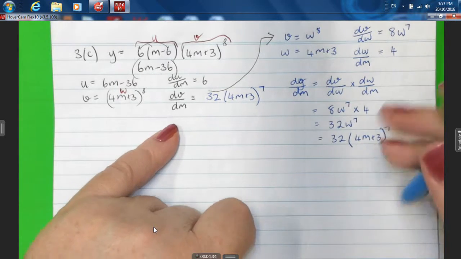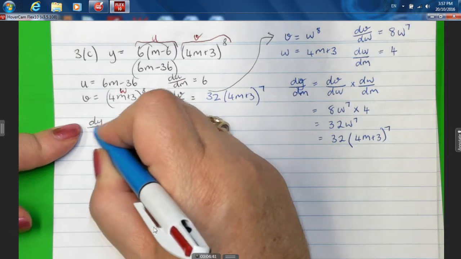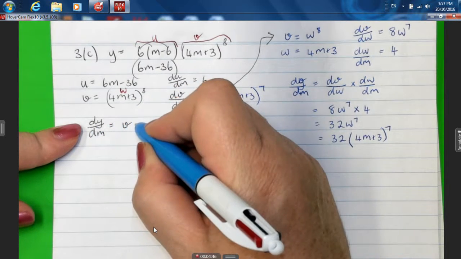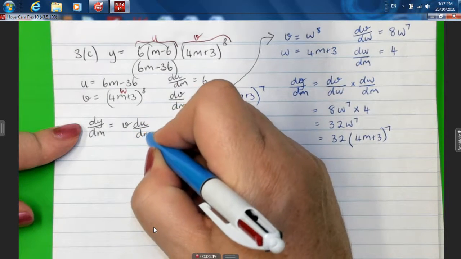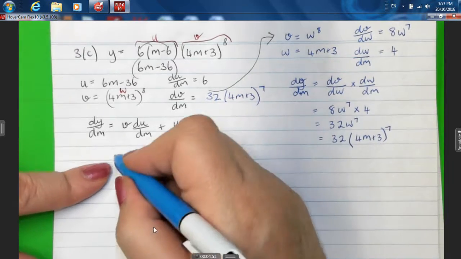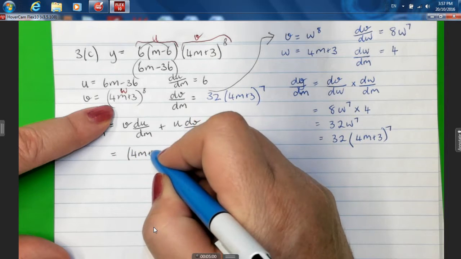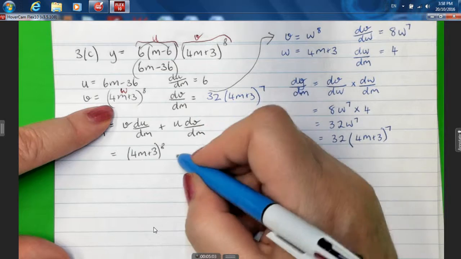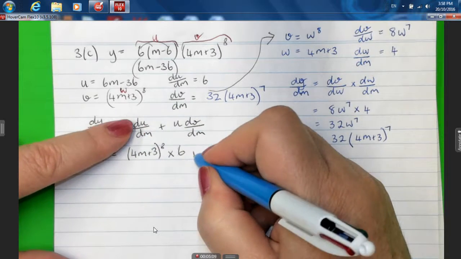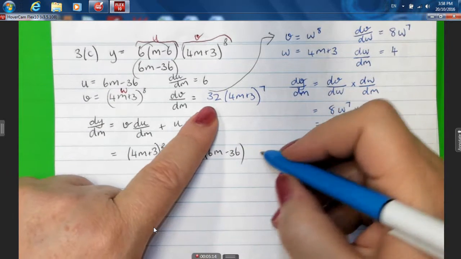We can go back to the black pen, because now we can continue on with the product rule. And the product rule says dy dm is equal to v times du dm plus u times dv dm. V is this, 4m plus 3 to the 8, times du dm is 6, plus u times dv dm.